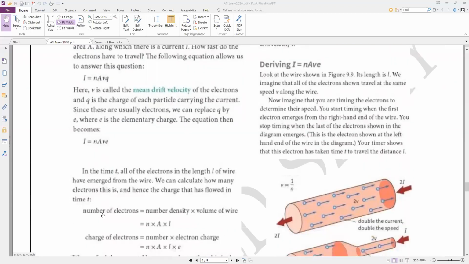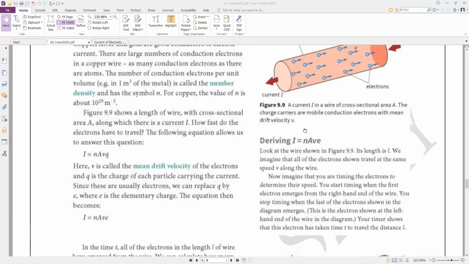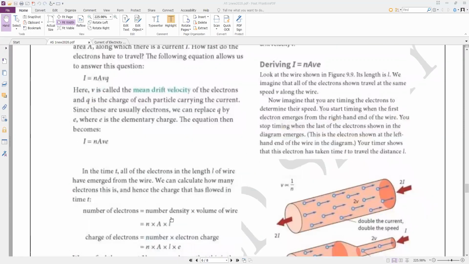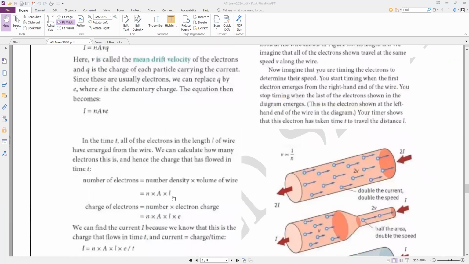First, we go for the number of electrons. Number of electrons is equal to the number density multiplied by the volume of the wire. What is the volume? Volume is the cross-sectional area multiplied by the length. We can see here there is the cross-sectional area, and there is the length of the wire. Once we have the length and the cross-sectional area, we can calculate the volume of the wire. Volume multiplied by the number density gives the number of electrons.